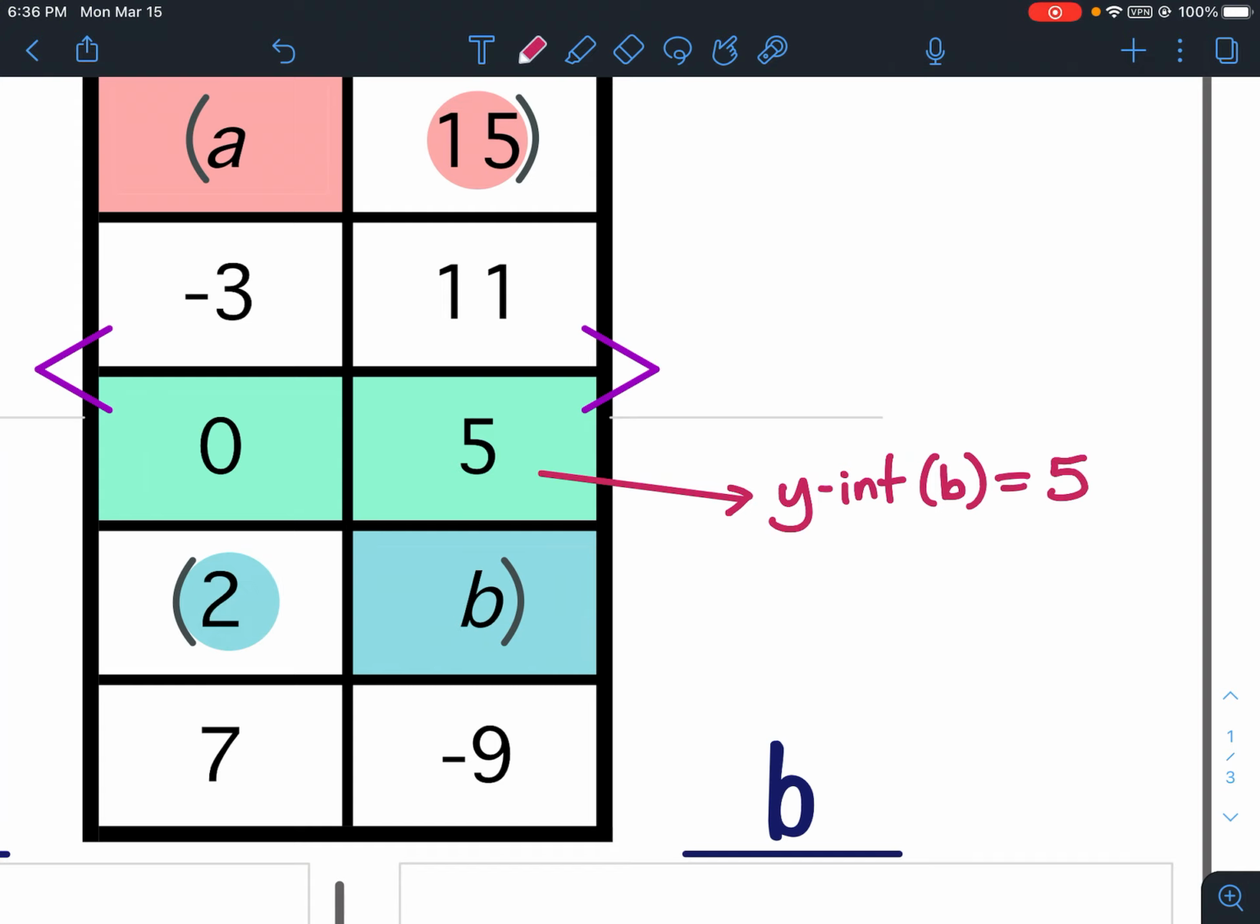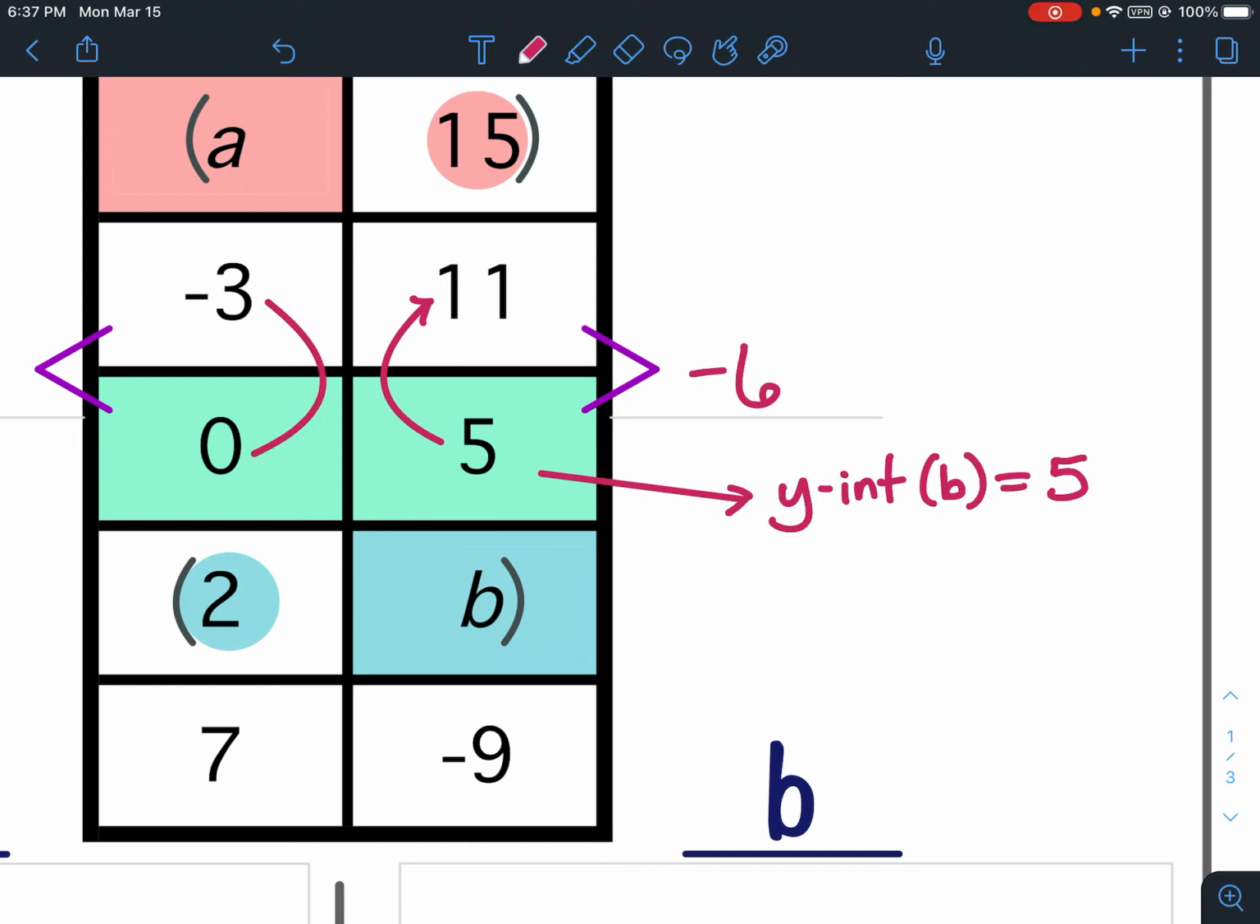Now I need to find the slope. I could use this ordered pair and this ordered pair. I could use the -3, 11, and the 7 and -9. Or I could use the 0, 5, and the 7, -9. But common sense tells me to use the ones that are side by side. So that is why I'm going to use these two. So just like I did for example number 1, I'm going to subtract going upward. It'd be like doing y2 minus y1. And 5 minus 11 is -6.